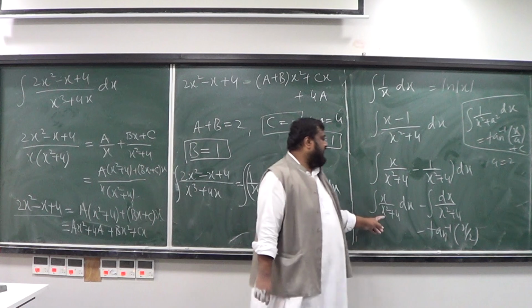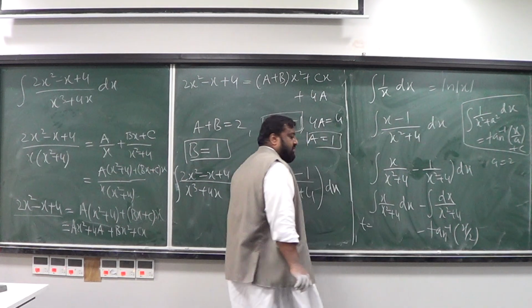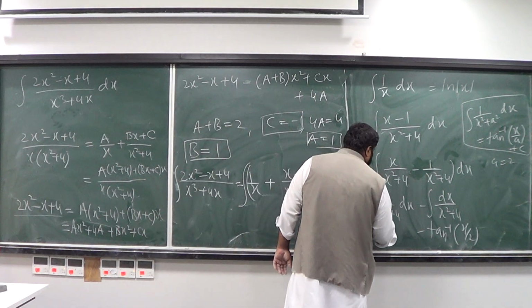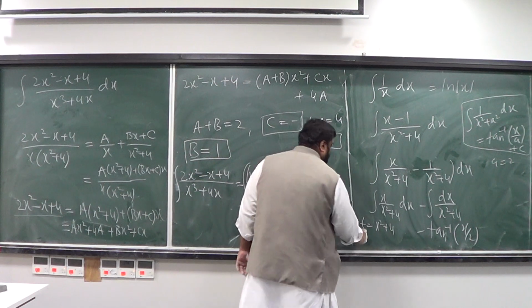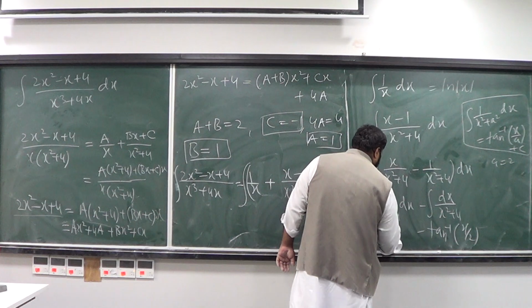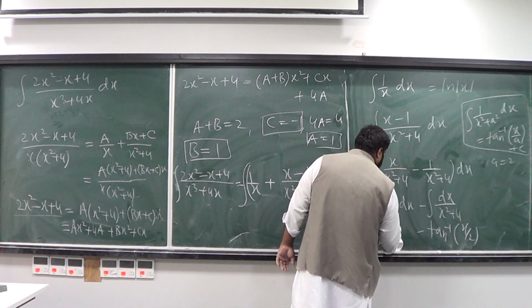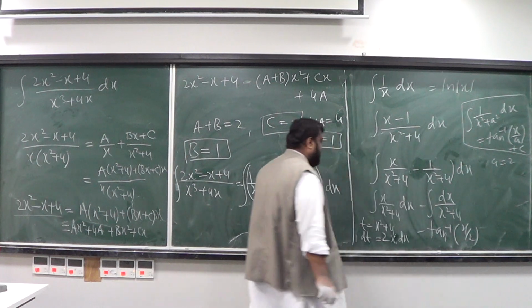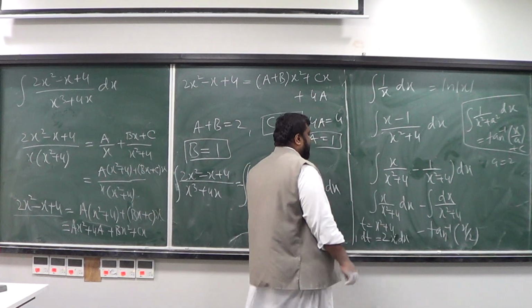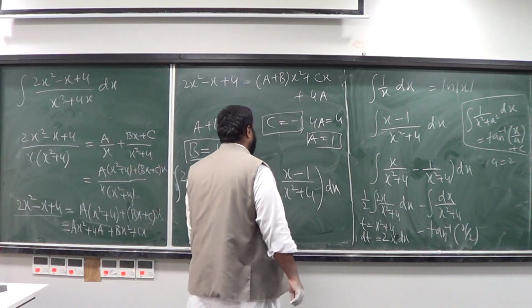How can I solve the first integral, x by (x² + 4) dx? For solving this integral, you can make a substitution. Let t equal x² + 4. So dt will become 2x dx. You're going to see you have x dx here, not 2x dx, so you can get it by multiplying and dividing by 2.